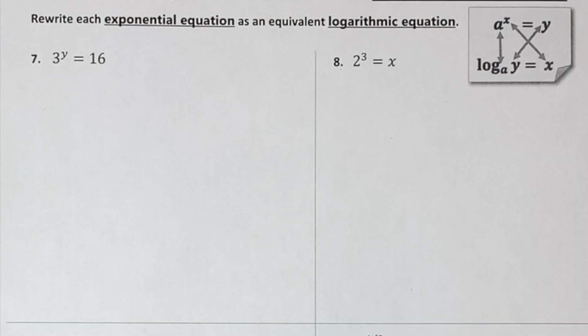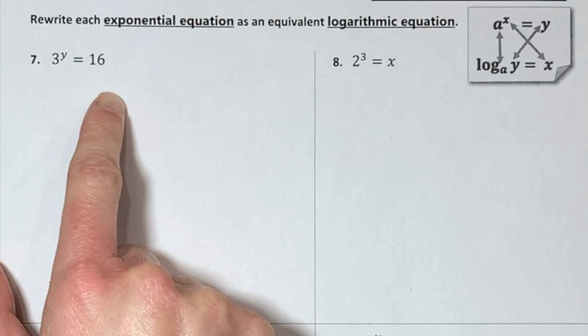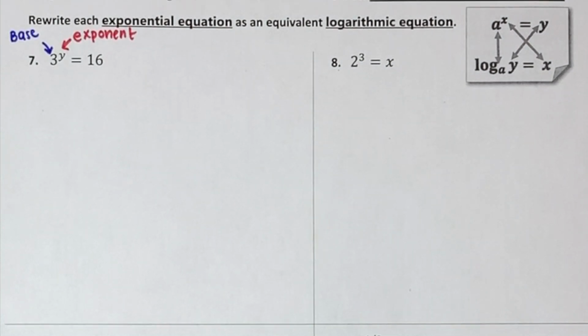On the previous page, we were given a logarithmic equation and we were asked to rewrite it as an exponential equation. On this page, we're going to practice going in the reverse direction. We'll start with an exponential equation and we'll rewrite it in logarithmic form. Let's start by identifying the base, the exponent, and the argument. The 3 is our base, y is the exponent, and 16 is the argument.